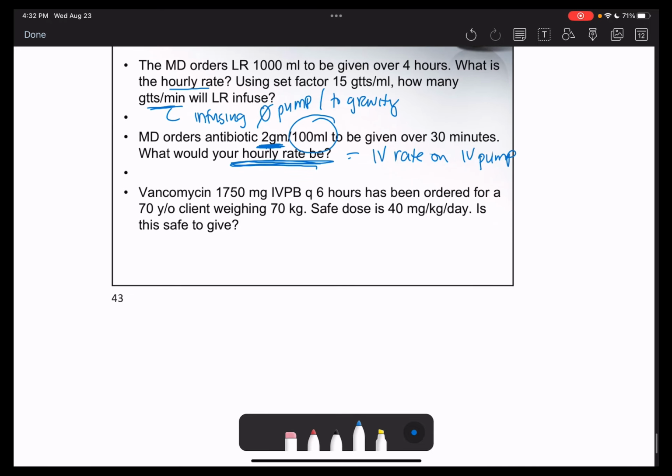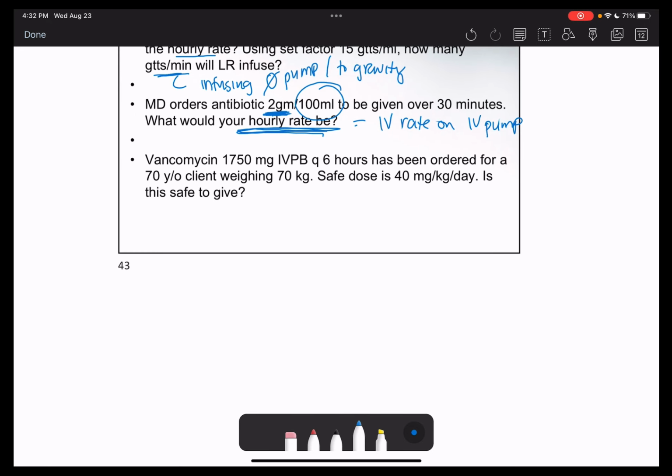All right, the last problem here is going to be a little tricky. This will remind you a little bit of the pediatric calculations. So you have vancomycin 1,750 IV piggyback every 6 hours has been ordered for a 70-year-old client weighing 70 kilograms. Pay attention to the weight. And then it says that the safe dose is 40 milligrams per kilogram per day.